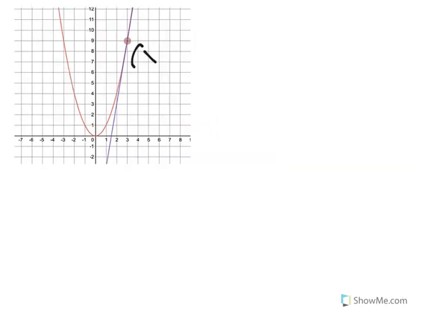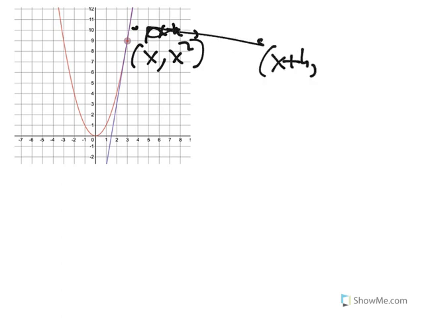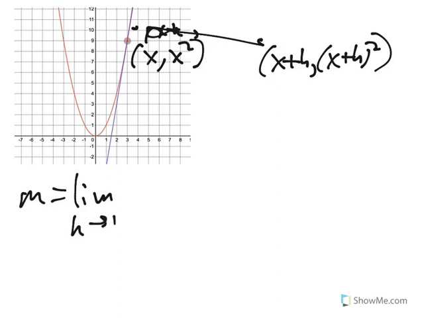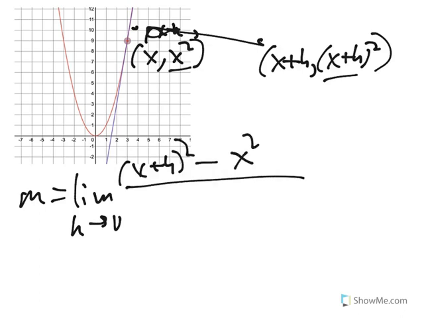Now I can go more generally. If I call this point (x, x squared) instead of (3, 9), and call the other point (x plus h, (x plus h) squared), then I can do the slope as the limit as h goes to 0, and the y coordinates are (x plus h) squared minus x squared, that's the other y coordinate, over (x plus h) minus x. Just like before, these x's cancel out.